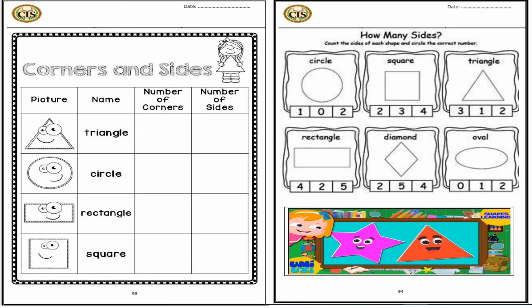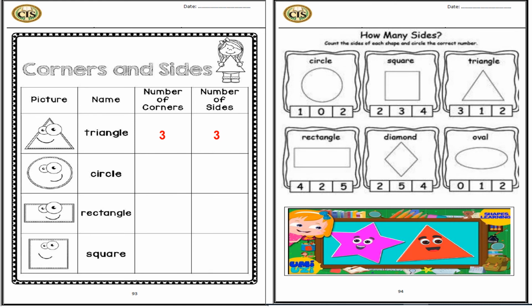Corners and sides. What is the meaning of corner? It's the same as the vertex. They are equal. First shape, what is the shape name? First shape is a triangle. The number of corners in the triangle is 3. And the number of sides in the triangle is also 3.